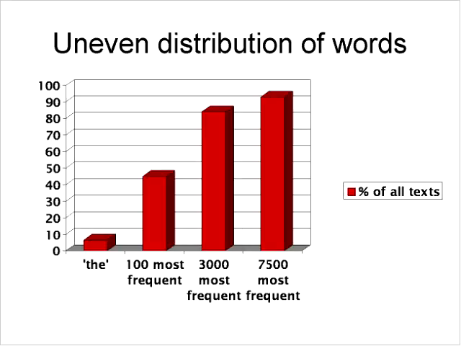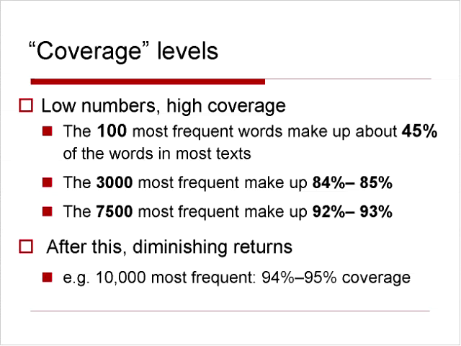The 3,000 most frequent words cover about 80% of all text, and the 7,500 make up over 90% of text, something like 92, 93. So this gives us, we talk about coverage, which means by learning quite a small number of words, you actually understand and know quite a large amount of text. So as I said, the 7,500 most common words make up about 92, 93% of most text.